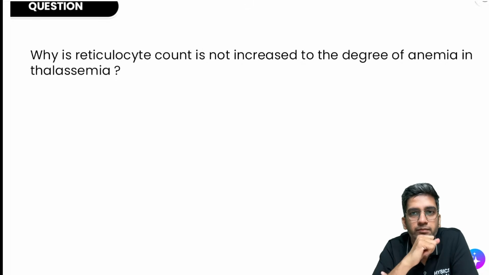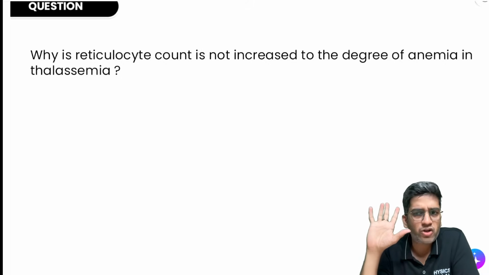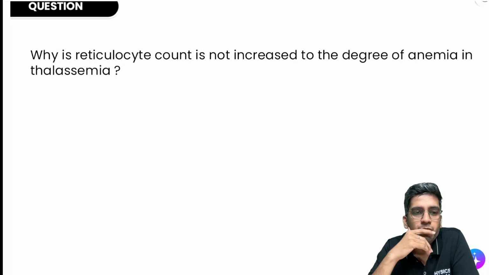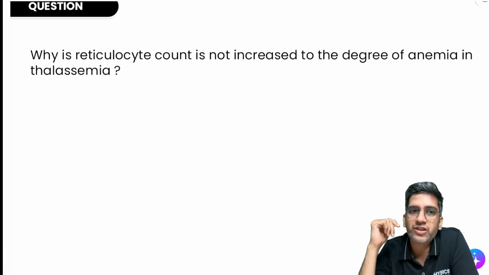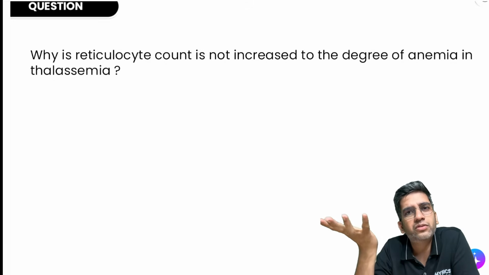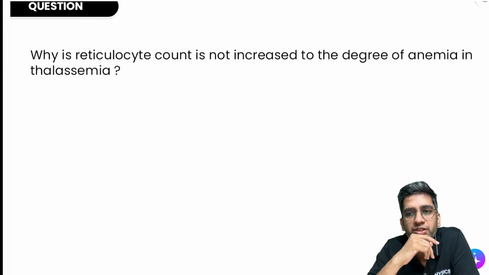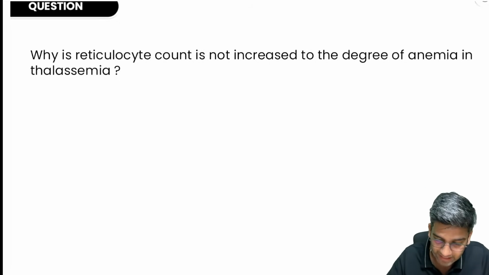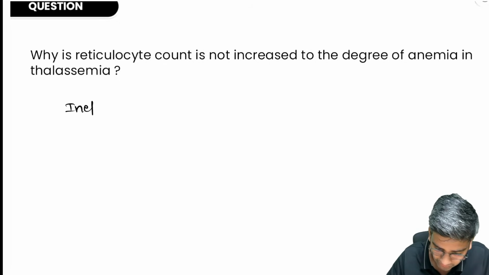Anyone? Why is reticulocyte count not increased to the degree of anemia? It is increased, I'm not denying. It will border around 2-3 maximum. Why is it not increased to the degree of anemia? Because in thal major, the anemia will be around 5-6 gram percent. It's about ineffective erythropoiesis. This word is very important. They might ask you and you should know it without fail.